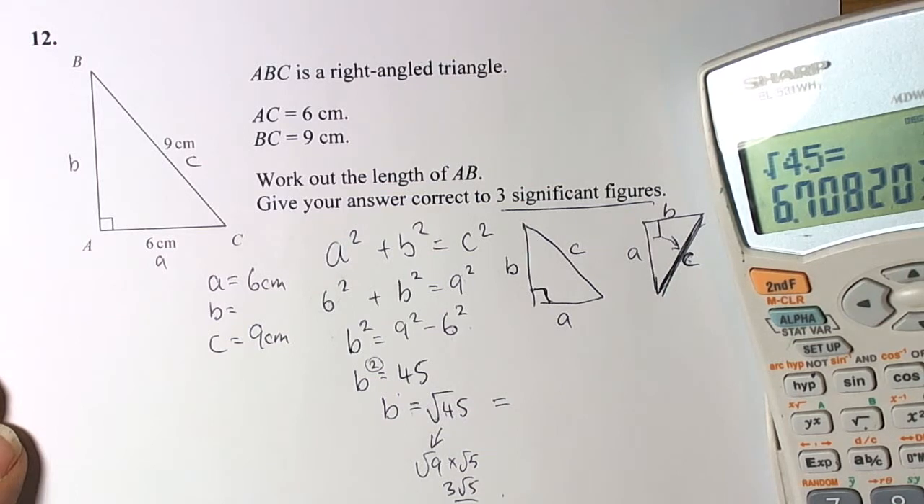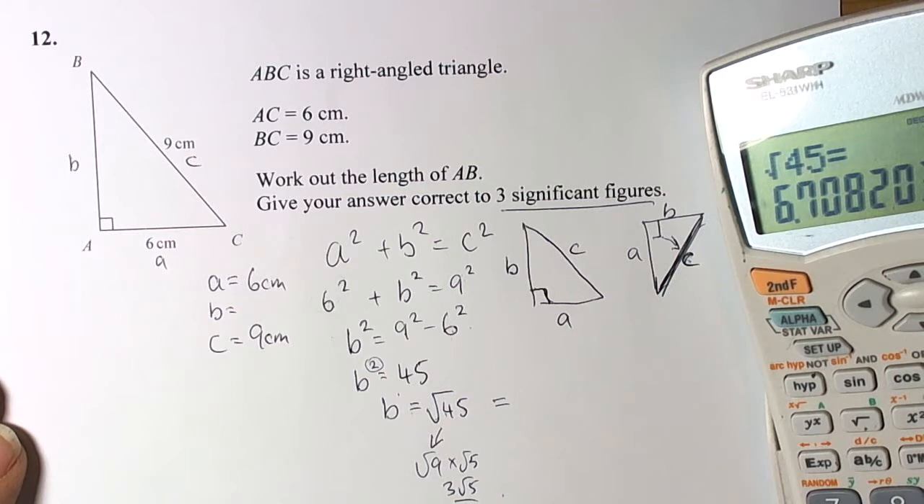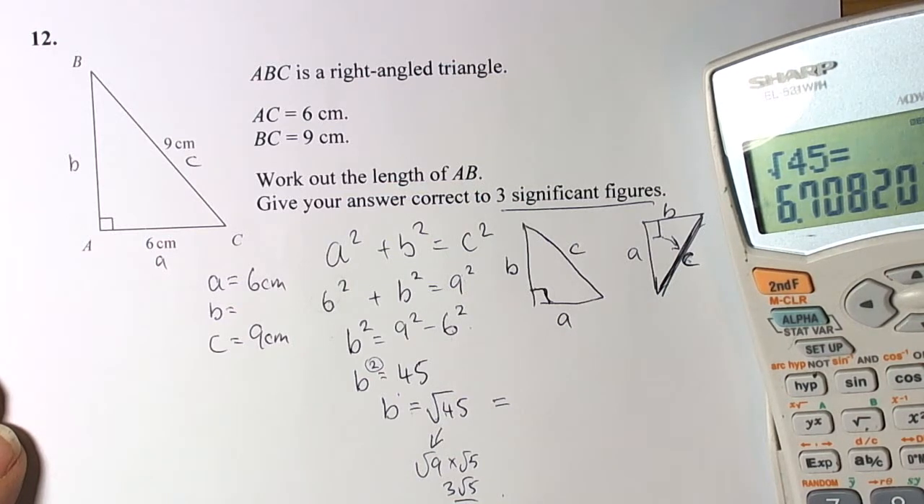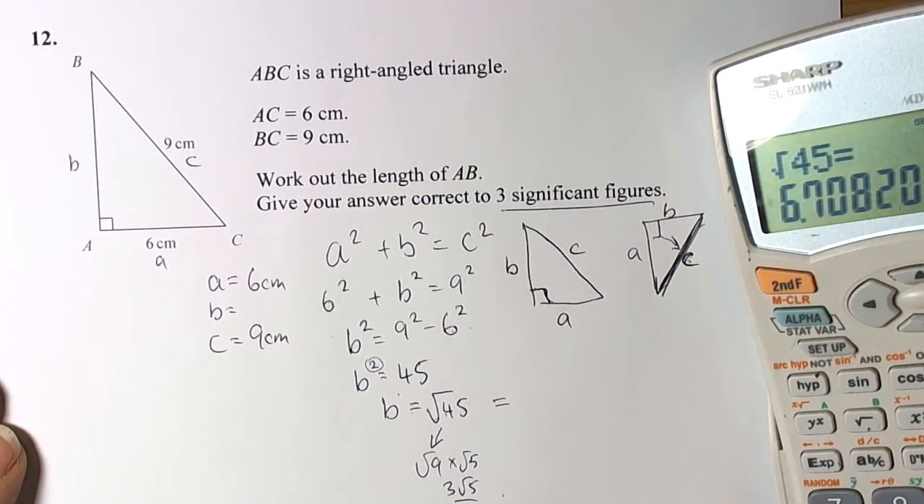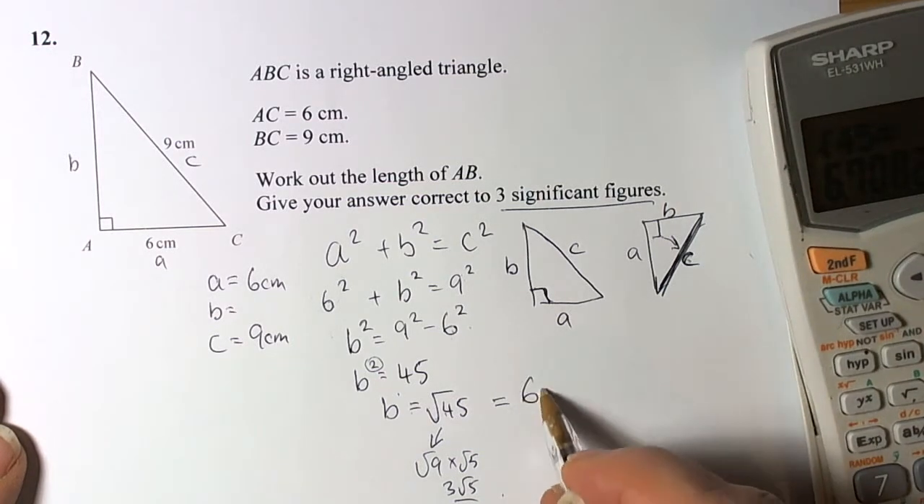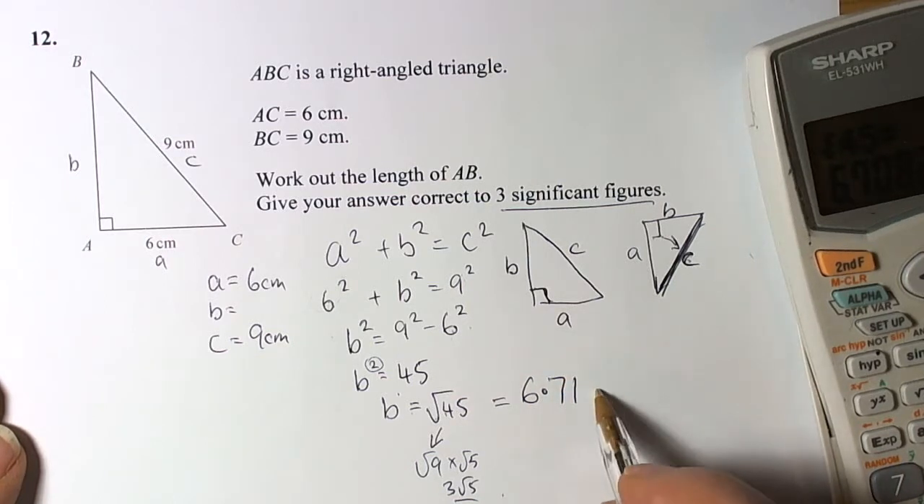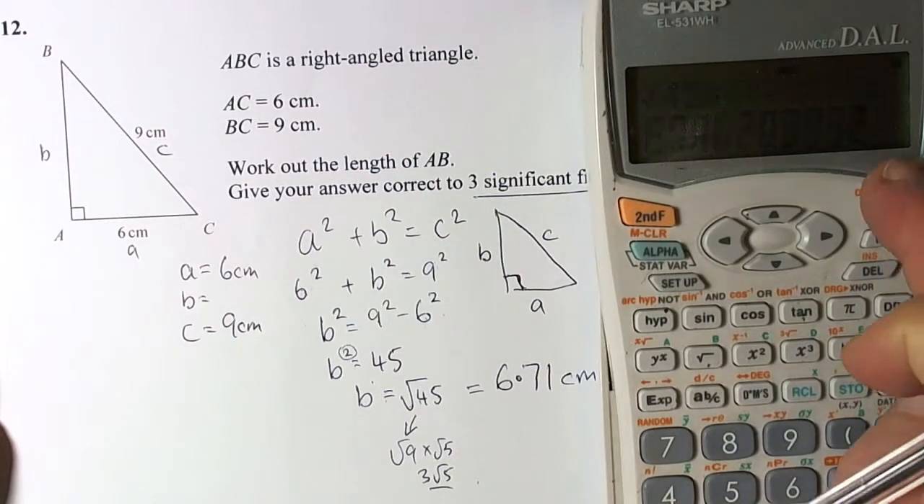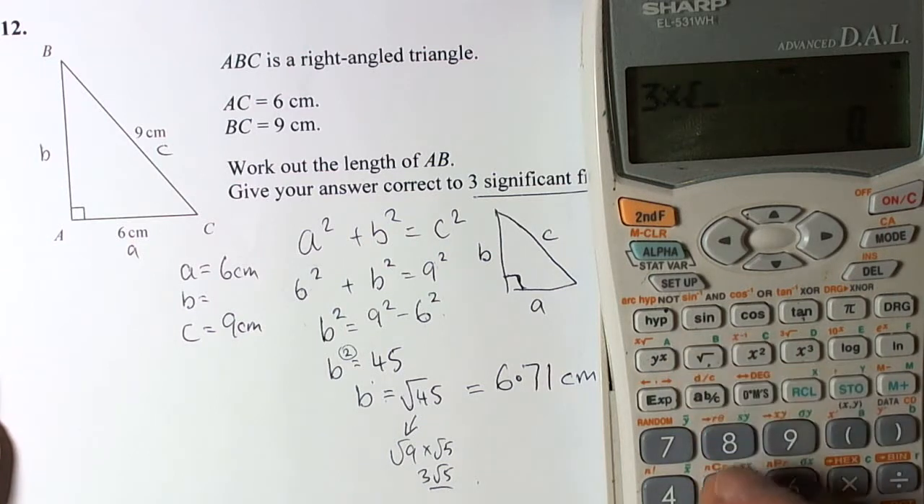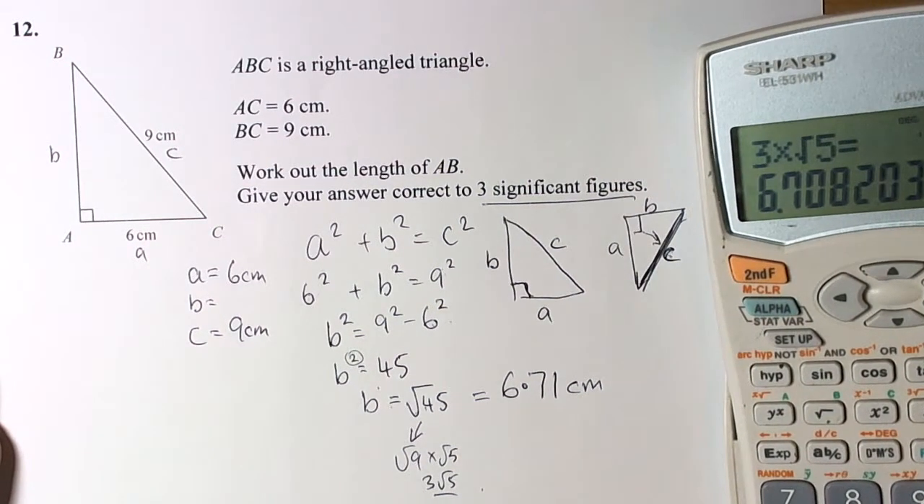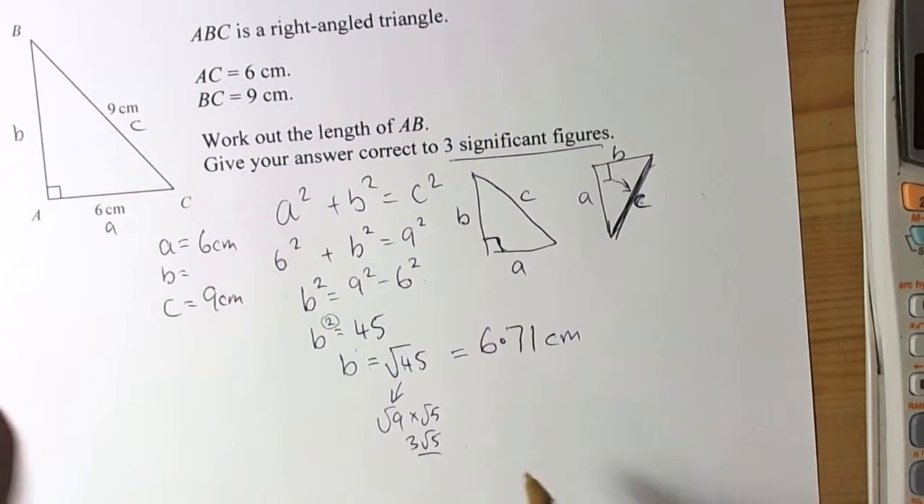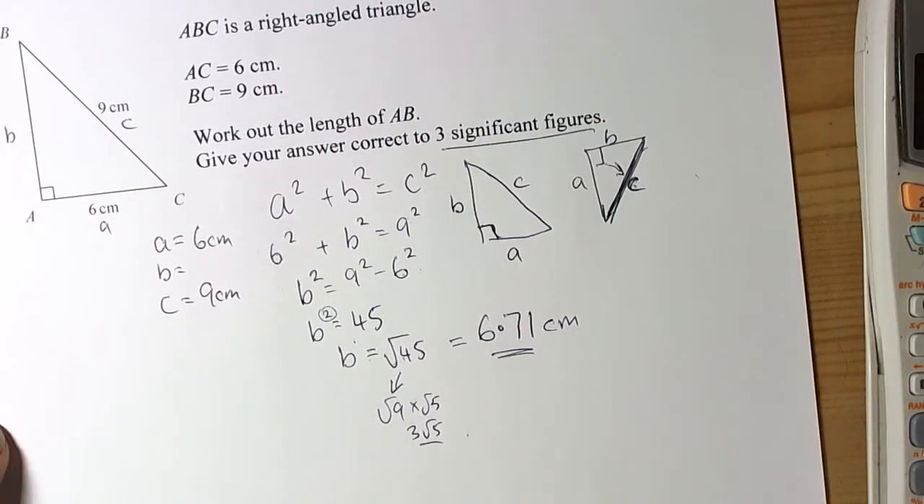We want 3 digits. We start with the first non-zero digit, 6, count along, 7 is the second significant figure, the 0 is the third significant place value, but the 8 thousandths is more than halfway of a hundredth, so it goes up to 1, so it's 6.71 units, centimetres. And then just to show that the other one works, 3 times the root of 5 equals, and again we get the same answer, 6.71. So either way we get the answer correct at 6.71.